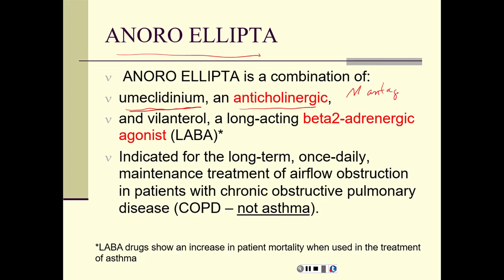And we covered those earlier. You might remember ipratropium and tiotropium that were used in the treatment of asthma and chronic obstructive pulmonary disease. This is a muscarinic antagonist like those other 2 drugs. And the other drug that it contains is this vilanterol, which is a long-acting beta 2 adrenergic agonist. And you'll see long-acting beta 2 adrenergic agonists in the literature as LABAs, right?